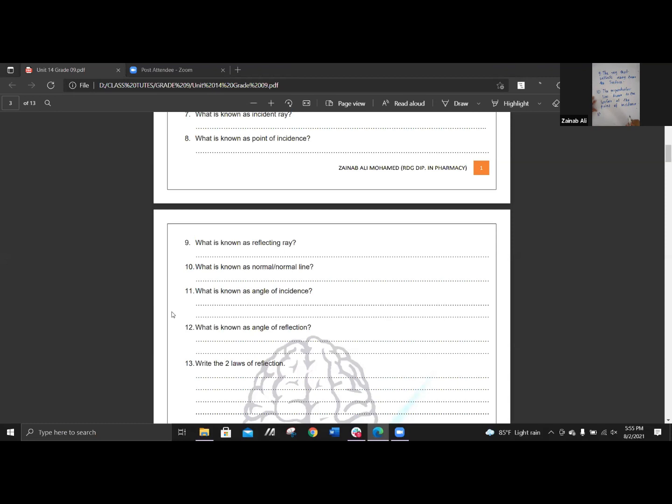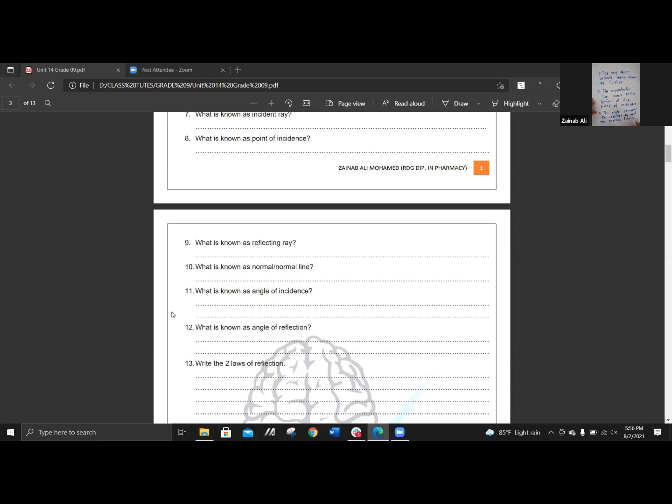Okay, so what is this 11th one? What is known as angle of incidence? Angle of incidence means the angle between the incident ray, and well done for all the students who are replying through the chat. I appreciate you all. Okay, great job. So the angle between the incident ray and the normal line, you call it as the angle of incidence.